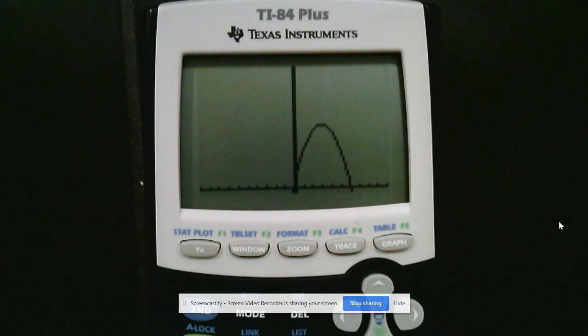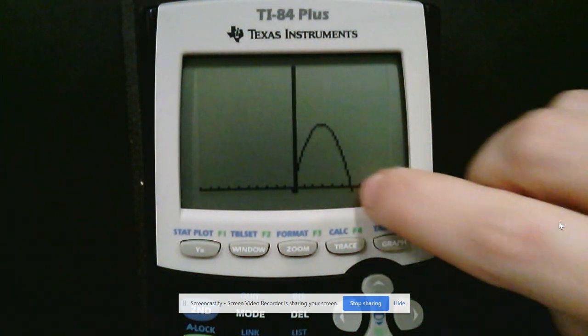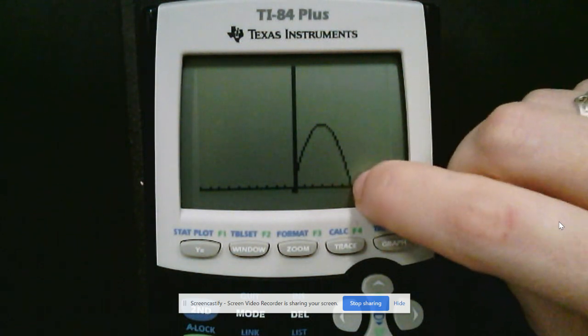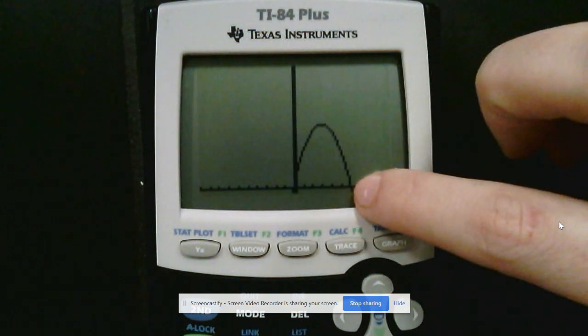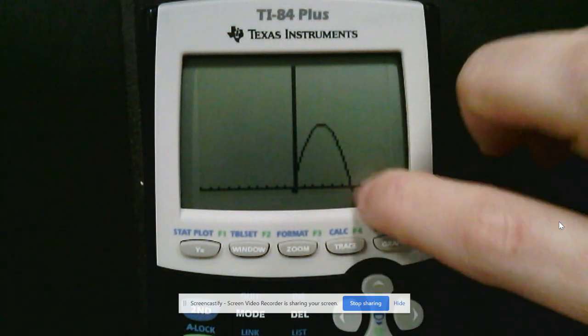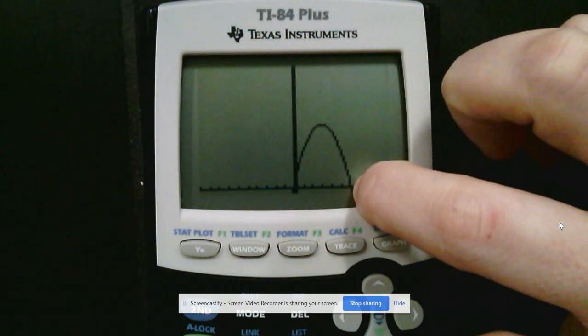So here's my graph. I'm trying to find this x-intercept because this represents when the object hit the ground, how long it took the object to hit the ground, how long the object was in the air. That's what this number is going to represent.